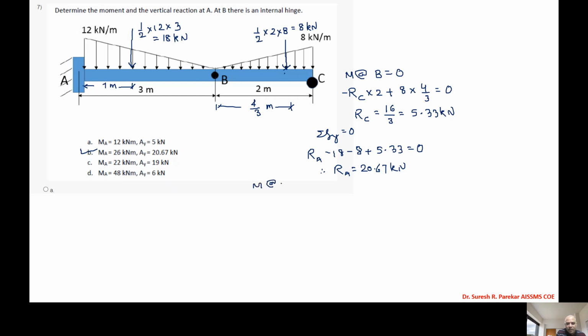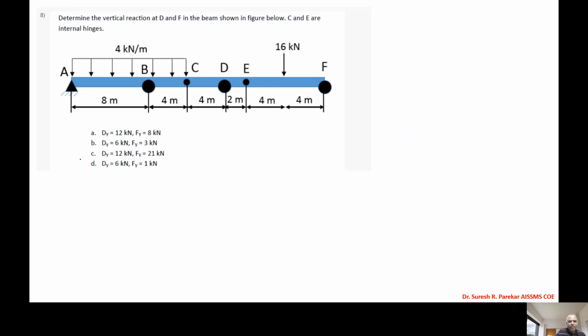Now if I take moment about B equal to 0, I will write this as 20.67, and MA we will consider anti-clockwise. So we have minus MA plus 20.67 into 3 minus 18 into 2, and that is equal to 0. From this we will get the value of MA, equal to 26 kilonewton meter. So option is B.